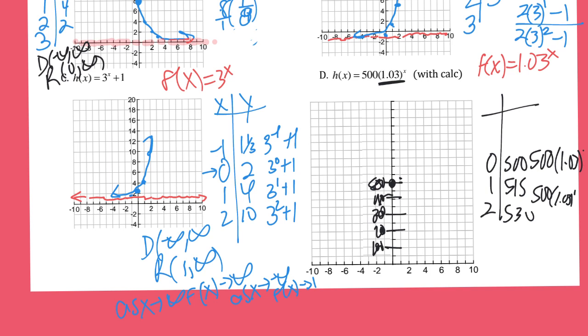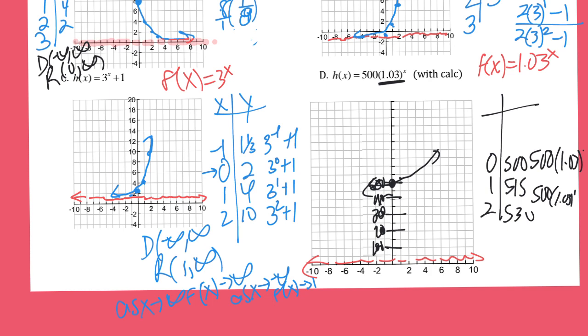So you'll notice it is growing, okay? And it's a vertical stretch compared to just plain 1.03 to the x. Vertical stretch by 500. And so the domain is -infinity, positive infinity, and the range is going to be from 0 to infinity. So this actually is a basic growth factor. The x-axis is still going to be this. It's just going to take a long time till it hits there. That's going to be the asymptote there.